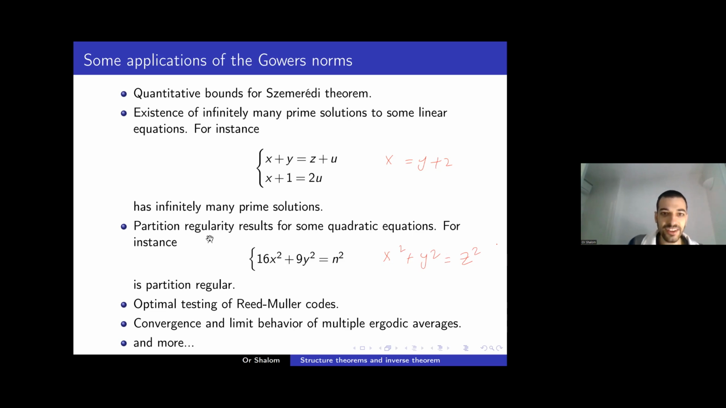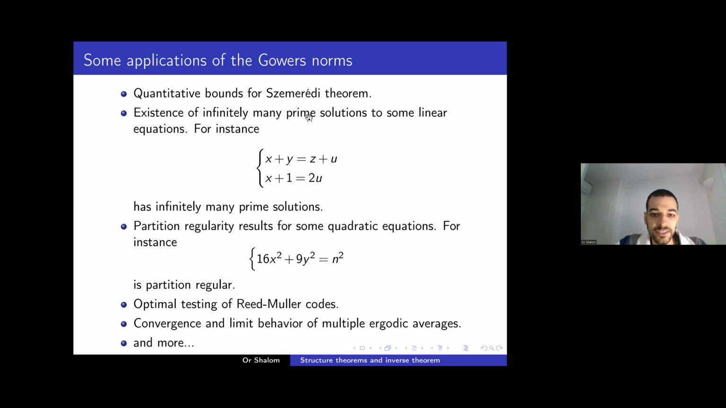Another application of the Gowers norms, which is a bit different from the ones that we will talk about in this talk, but it's also interesting, is in computer science. It's about optimal testing of Reed-Muller codes. They're used in error correcting codes and so on. There are applications in ergodic theory about convergence and limit behavior of multiple ergodic averages, and there are more applications. So as you can see, there are many applications for the Gowers norms in many areas of mathematics.